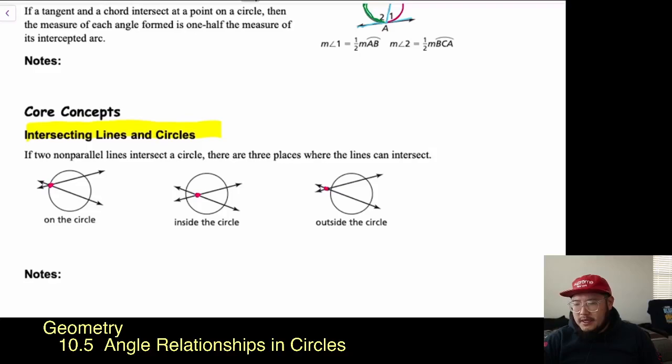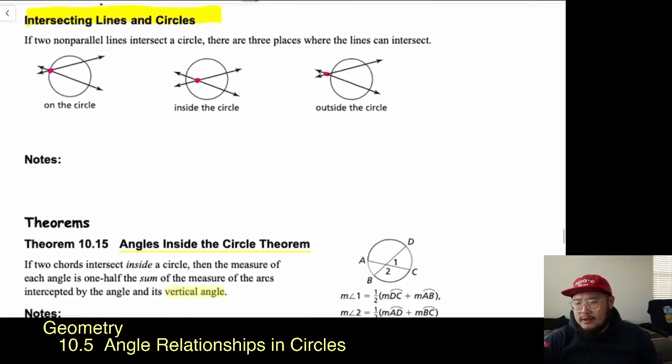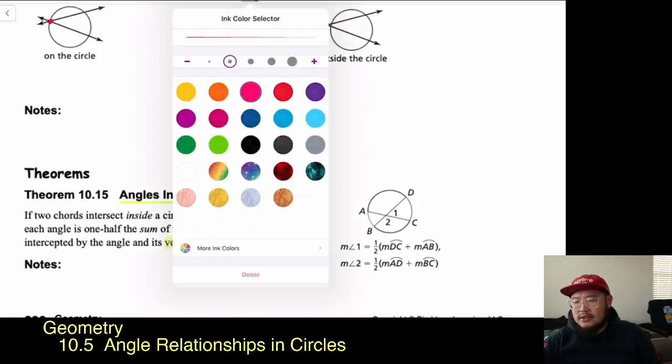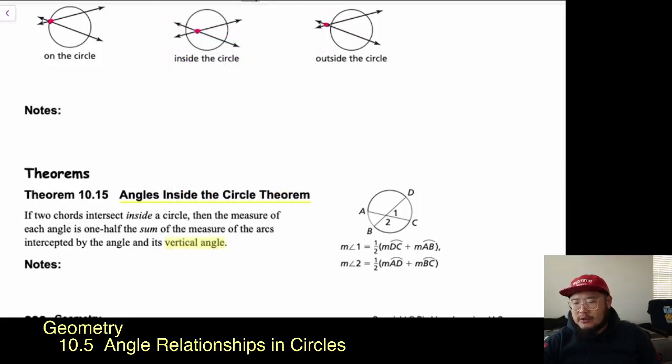So next up, let's take a look at theorem 10.15, the angles inside the circle theorem. It states that if two chords intersect inside a circle, then the measure of each angle is 1/2 the sum of the measures of the arcs intercepted by the angle and its vertical angle.